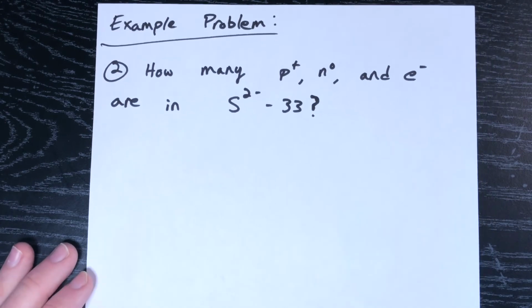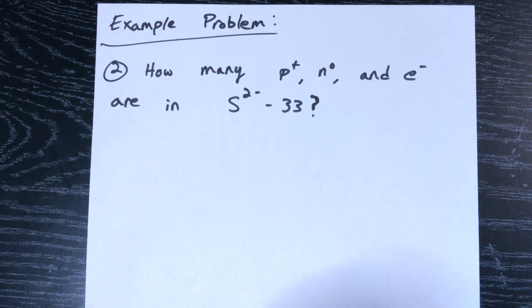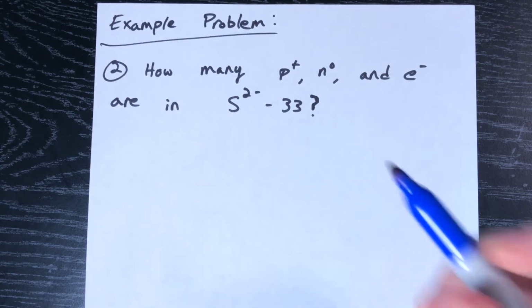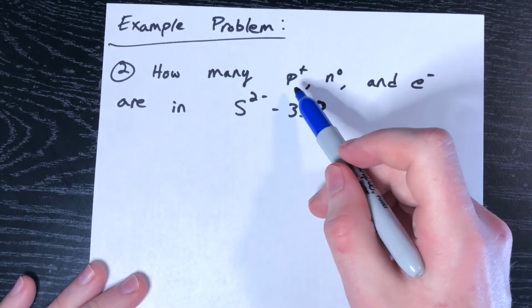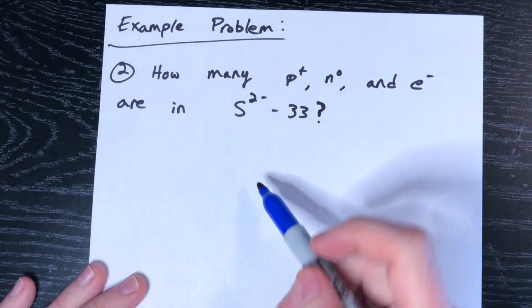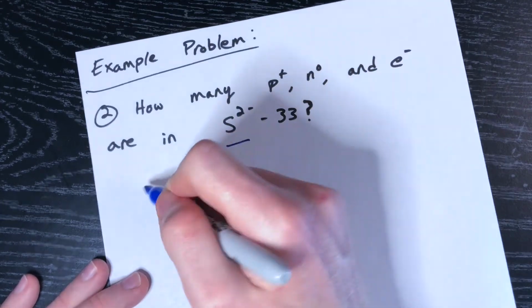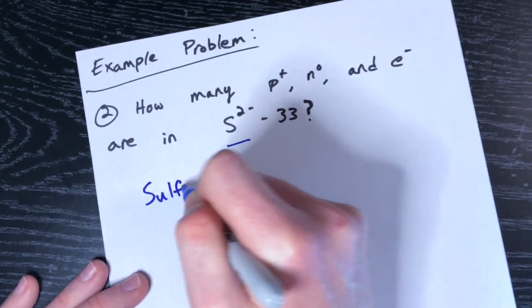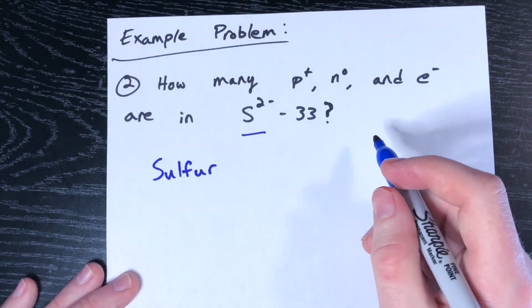Okay, our next example is a little bit more difficult. There's a lot of information to unpack here, but it's the exact same question that we just solved, but with a different atom. So again, we're looking for the number of protons, neutrons, and electrons. The easiest thing to tell us the number of protons is the identity of the element. So we know that this is sulfur. So using our periodic table and that fact, we can easily figure out the number of protons.